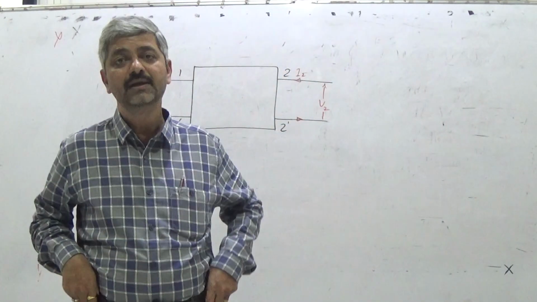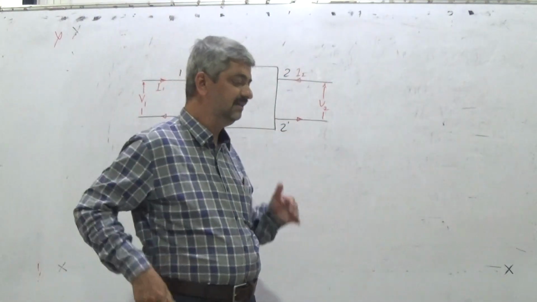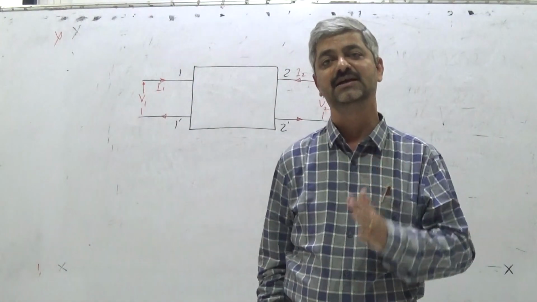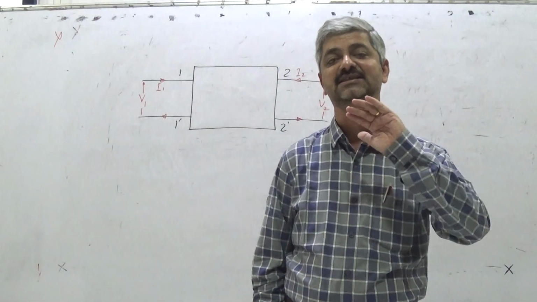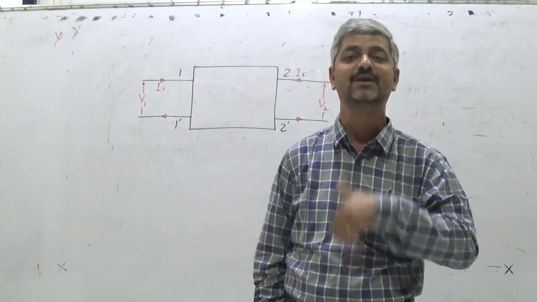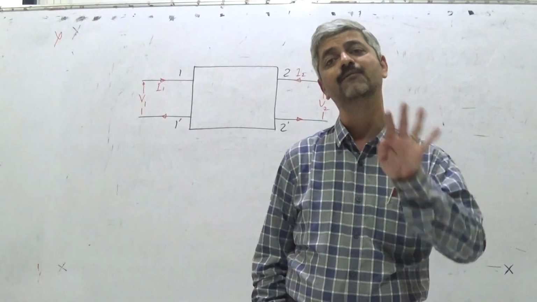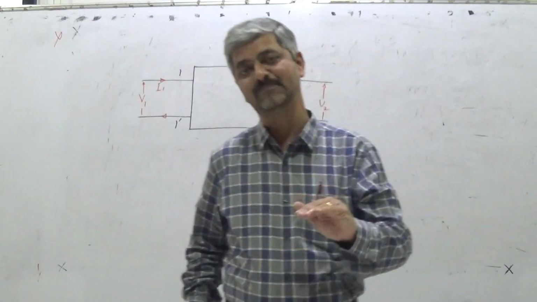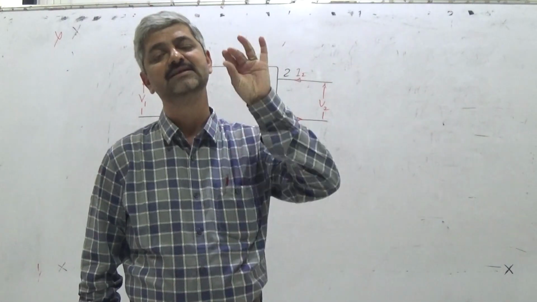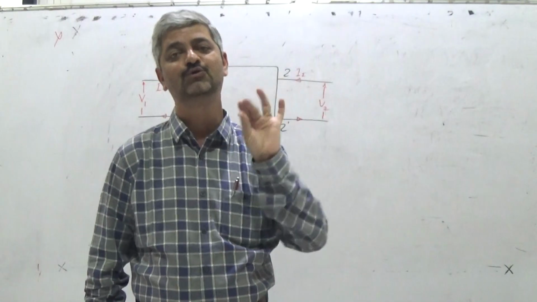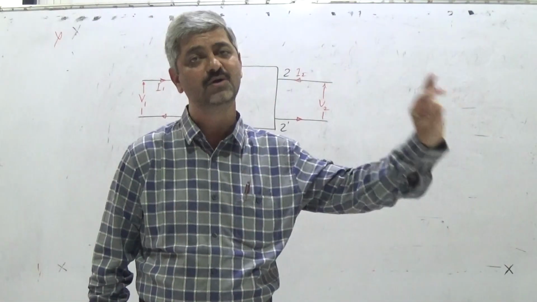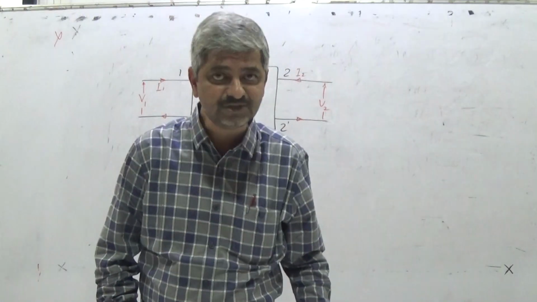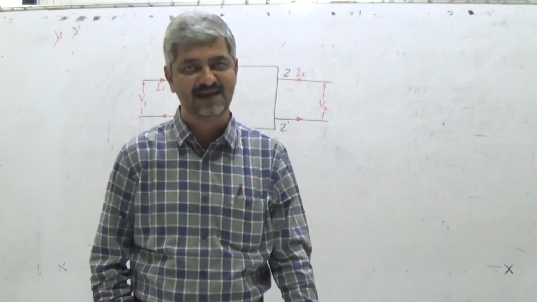So if we decide that V1 and V2, that is the voltage parameters, are to be expressed as a linear combination of I1 and I2 with the help of four constants for the given circuit, what will happen? V1 will be something into I1 plus something into I2, V2 will be some other thing into I1 plus some other thing into I2, and the units of these parameters would be ohms. Therefore, these are called impedance parameters.